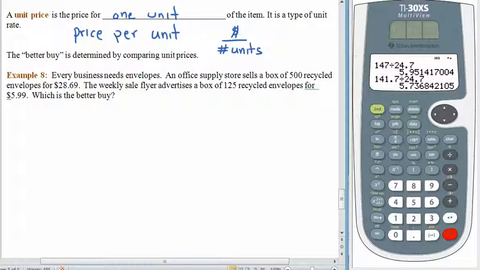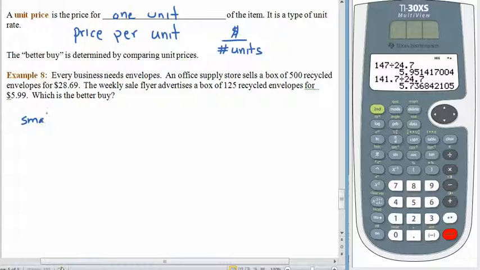So regardless of what the economic realities are of whether or not we can afford to buy in bulk or things like that, the better buy is generally determined by comparing unit prices. We're looking for the lowest unit price when we talk about the better buy. So let's see, envelopes. Every business needs envelopes. We have a box of 500 envelopes for $28.69. Let's find the unit price for that as compared to the box of 125 envelopes that's on sale for $5.99.